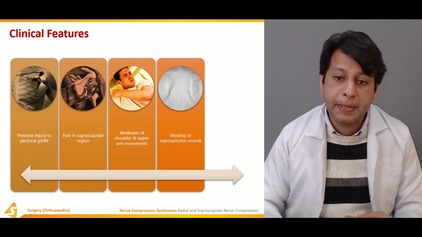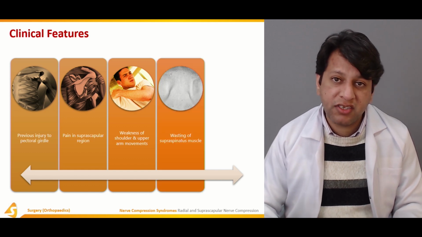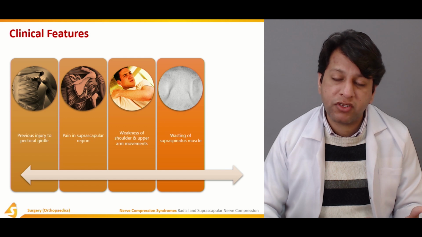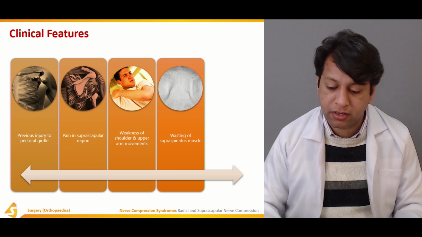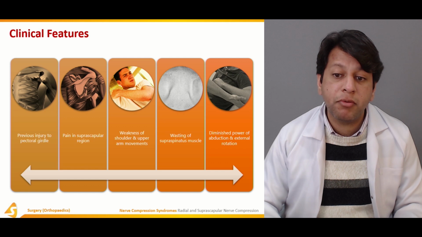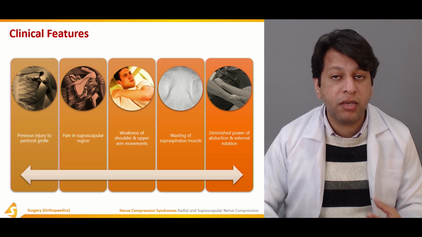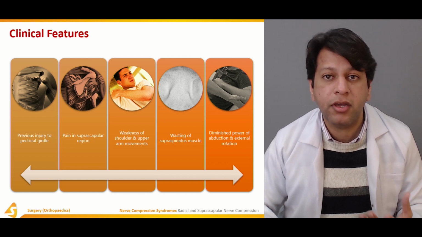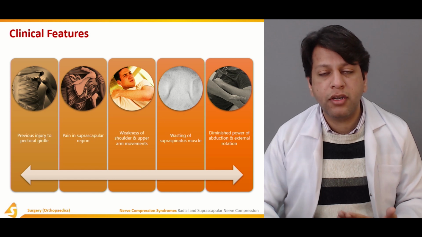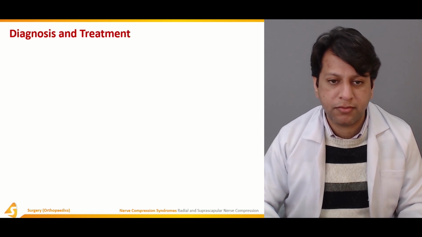the patient can raise the arm above the level of the head. There will be associated wasting, especially in the suprascapular and infrascapular area of the spine of the scapula, and there may be diminished power of abduction. Why? Because supraspinatus starts the abduction, and beyond 20-30 degrees, the deltoid can take up the function.